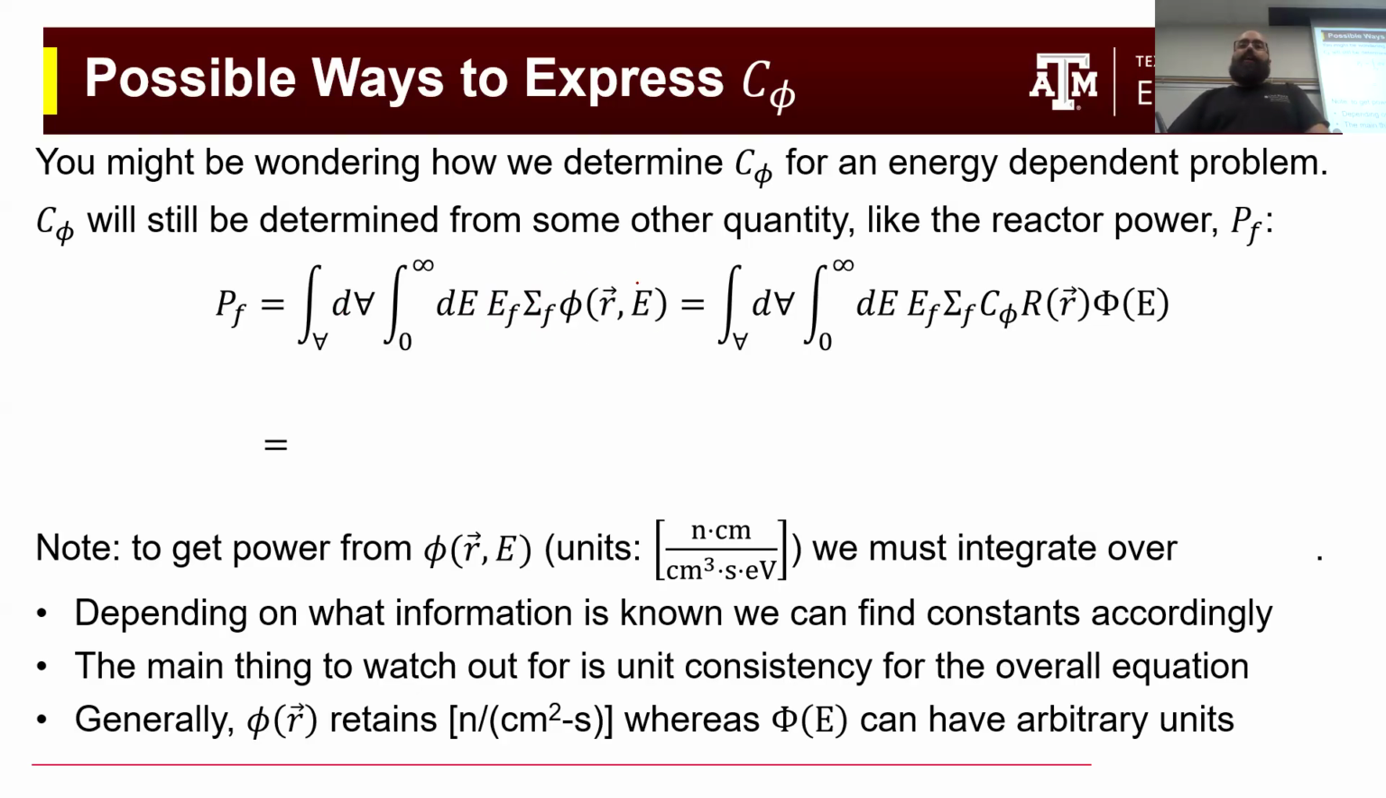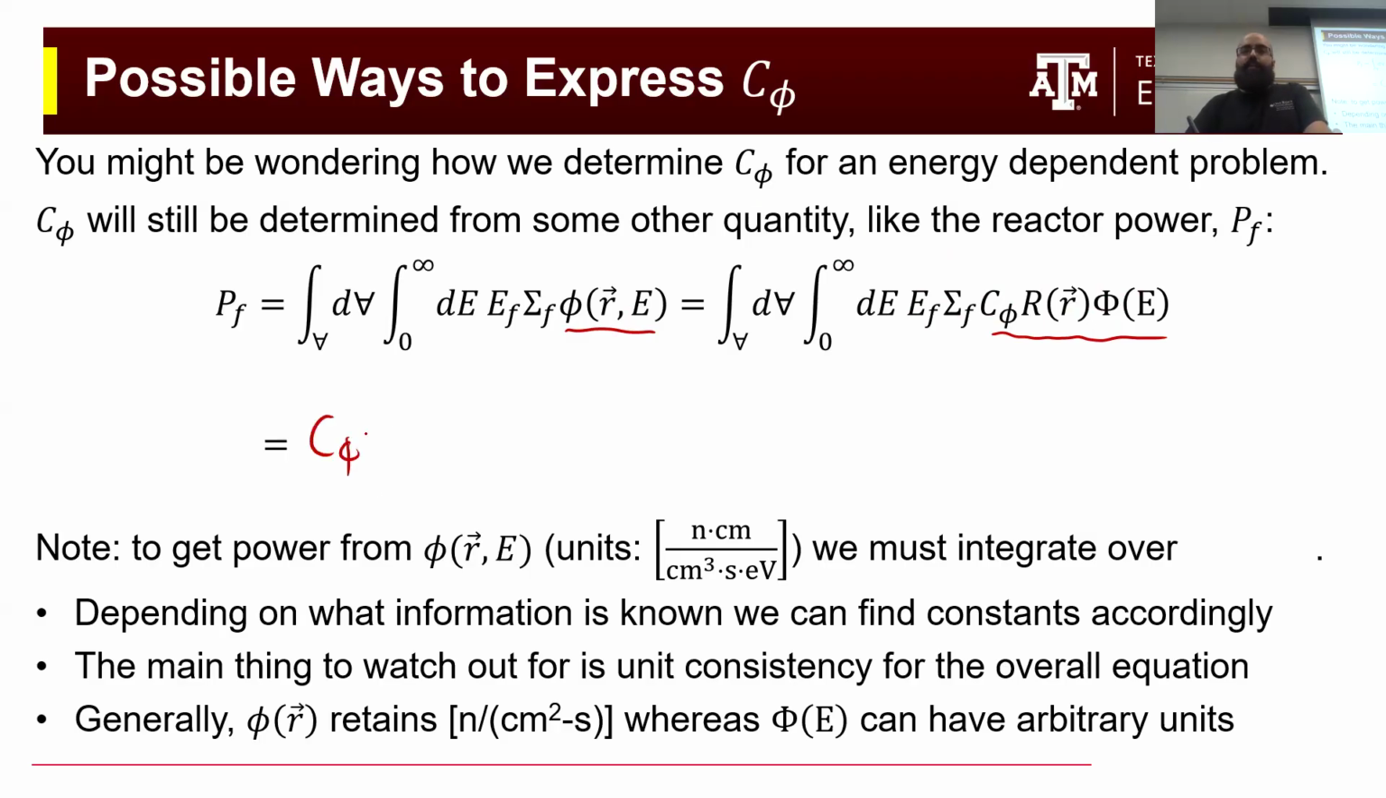But now our flux also depends on energy. So we have to also integrate that flux over all energies to determine what the total reactor power is. So this is the definition of power if we have an energy dependent scalar flux. And then here I'm just rewriting that scalar flux as a flux magnitude times that shape function times that energy spectrum. And notice that the EF and the sigma F and the C of phi in this case are all constants. So they don't depend on space or on energy. So those can all come up front.